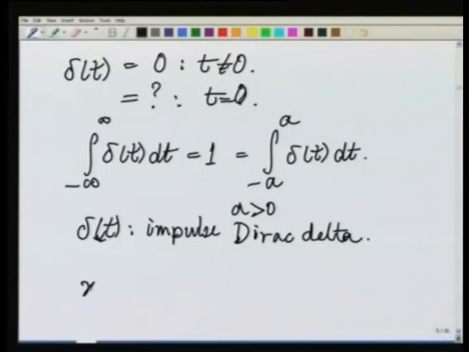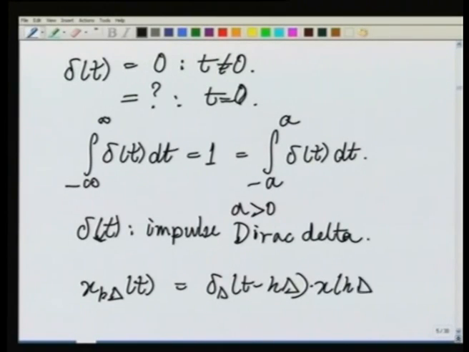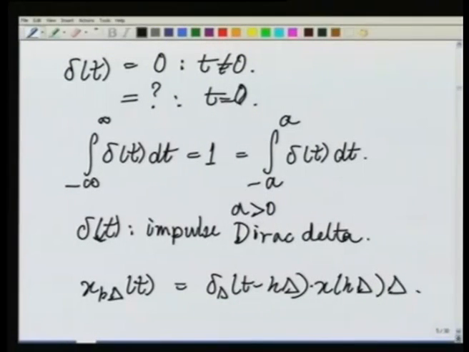Remember that in our exercise of coming to delta of t, we have gone through the representation of x of k delta. And we said that x of k delta is just equal to delta delta of t minus k delta times x of k delta times delta. So, if we extend this property all the way until delta tends to 0, what will we get? We have essentially here multiplied the value of x t at t equal to k delta with the approximate impulse and scaled it by delta, and this gives us the value of x t at t equal to k delta.